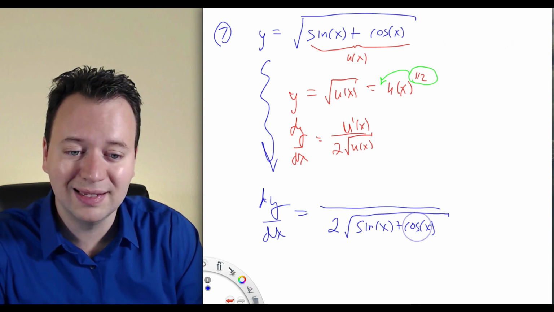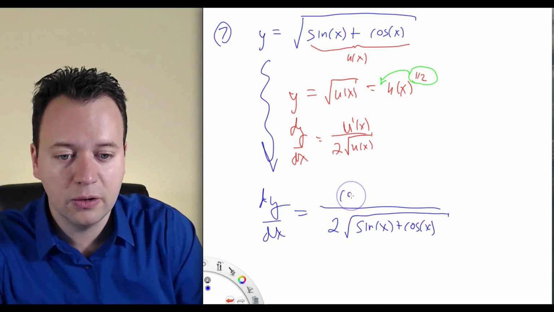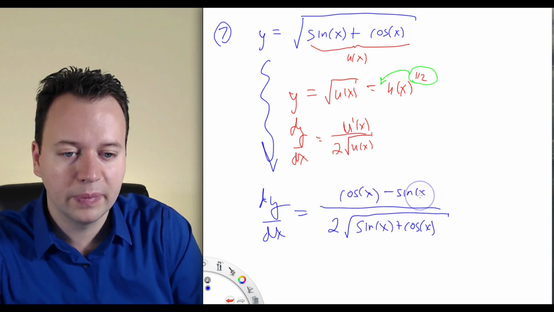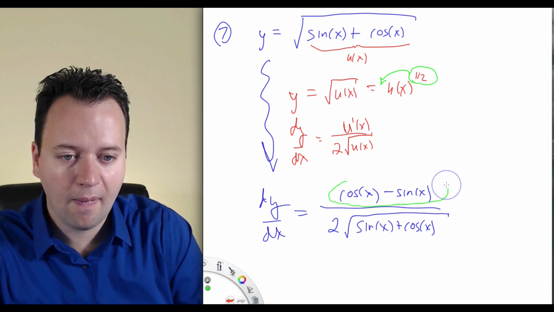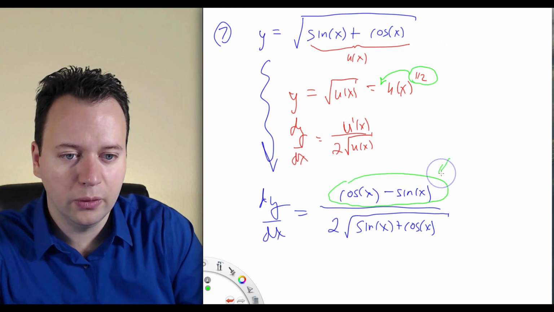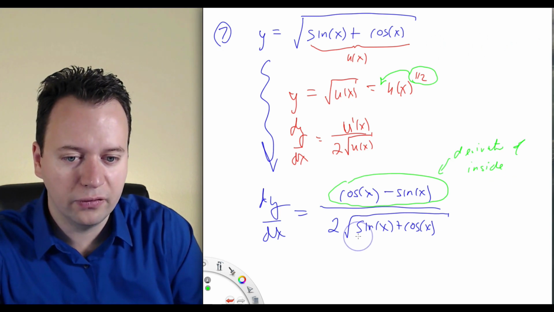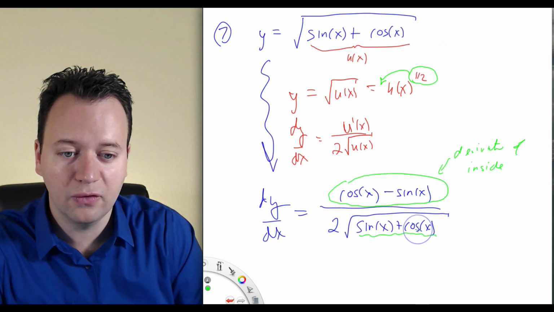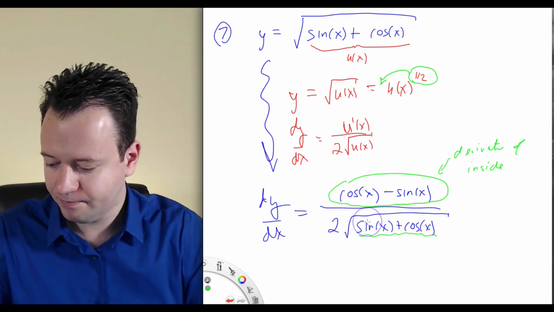Now we have to multiply by the derivative of the inside. The derivative of the inside, we have 2 terms, so we just do each term individually. Derivative of sine is cosine, and the derivative of cosine is minus sine. So this part up here is the derivative of the inside, right? The derivative of sine of x plus cosine of x: the derivative of sine is cosine, derivative of cosine is minus sine, so I'm just multiplying by the derivative of the inside.